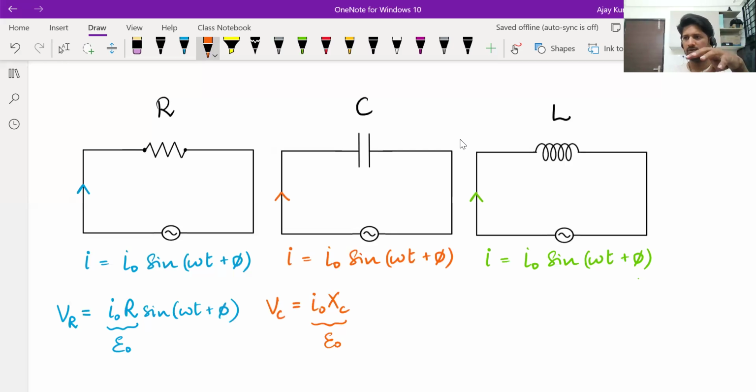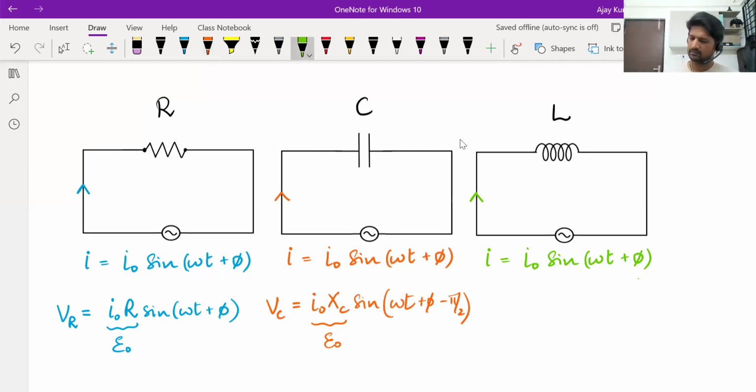And in a capacitor, we know current will be leading the EMF, means EMF will be lagging the current. So the phase will be written like this. The phase of current function minus pi by 2. Because current has to be leading, that means EMF will be lagging. So we'll subtract pi by 2.